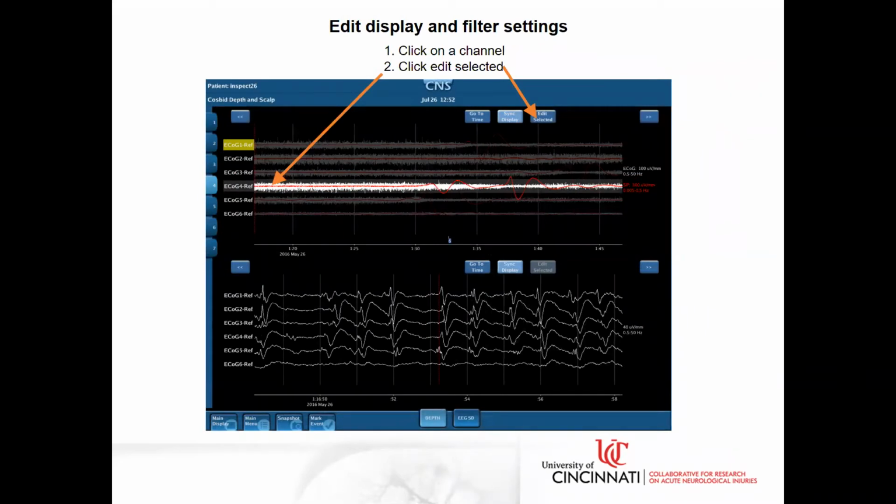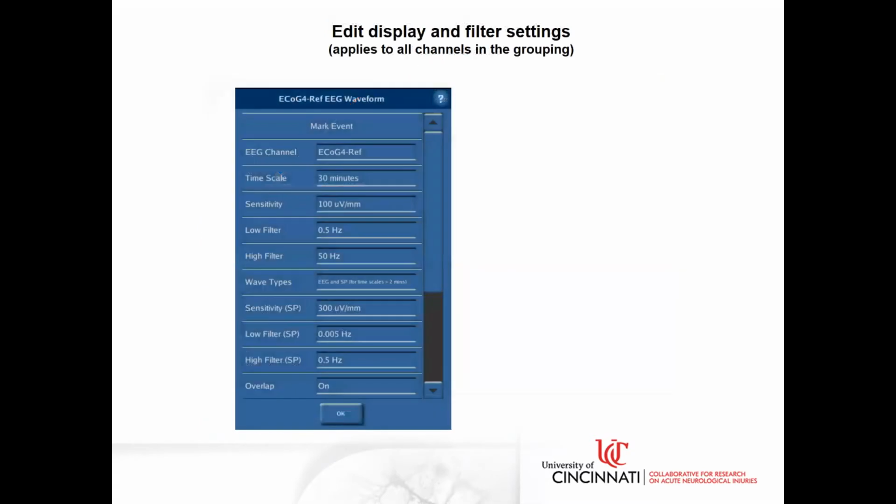In order to get into those displays and change the filter and amplitude settings, what you do is simply touch on one of these channels and then click Edit Selected. When we do that, we are brought up with this menu, which I will now walk you through. This is all very important to be sure that you have interpretable recordings when you begin recording from a patient and can recognize activity.